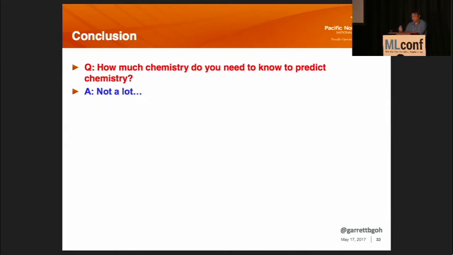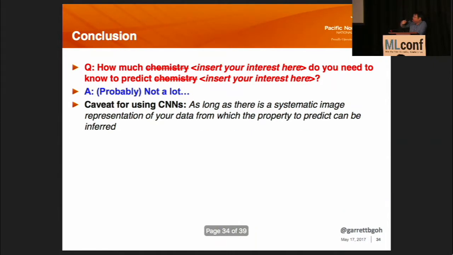And so going back to the original question that I posed, how much chemistry do you need to know to predict chemistry? If you're a neural network, apparently you don't need to be taught that much chemistry for it to predict really complicated properties. But I don't think many of you are chemists here, so why do you care? Replace chemistry with a property or a phenomenon or anything you're interested in predicting. And let's presume for the moment that you may not have that much domain knowledge in it. And ask yourself a similar question.